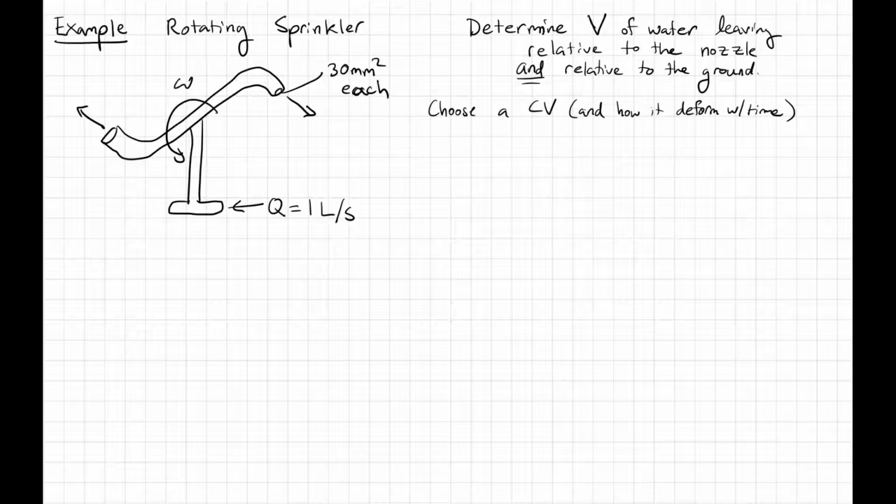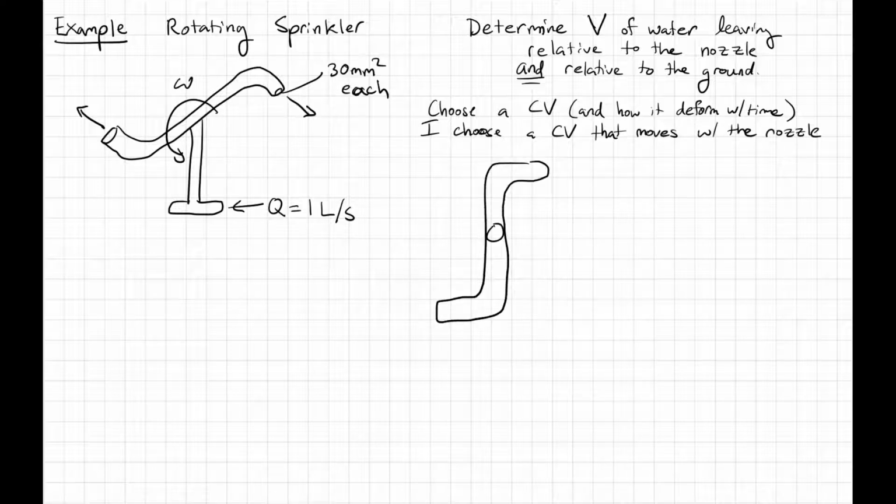What I'm going to do is choose a control volume, and I need to be careful because our boundaries are moving. So I need to specify how our control volume moves as well. I'm going to choose a control volume that moves at the same angular rate as the nozzle itself. So our control volume moves with the nozzle, which again is not the same as the fluid, because the fluid is going to be flowing through some of those boundaries.